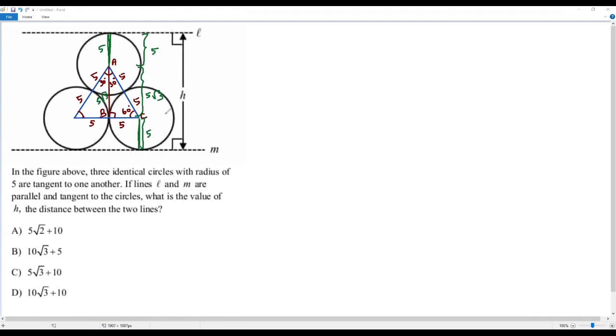Now, to get the distance between the two lines L and M, we have to add this 5 times square root of 3 and this 5. So the required distance equals 5 plus 5 times square root of 3 plus 5. We can write 5 times square root of 3 at first, and when I combine the positive 5 and positive 5, I get positive 10. Okay, here I got the distance between the two parallel lines L and M, that is 5 times square root of 3 plus 10. We find this in answer choice C. The correct answer choice for this question is C.